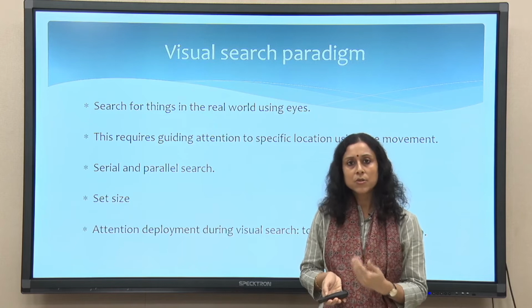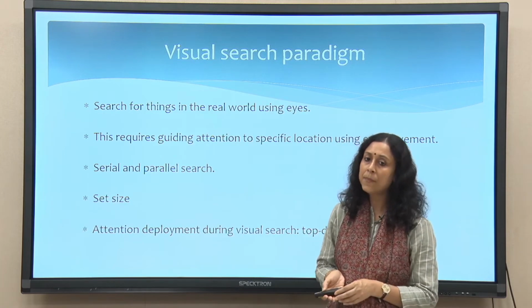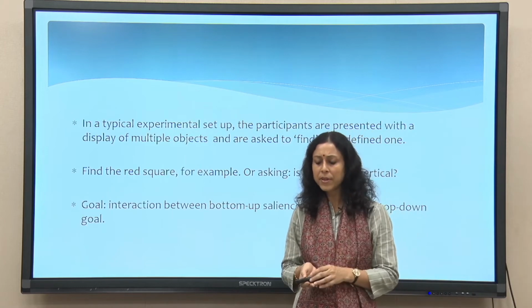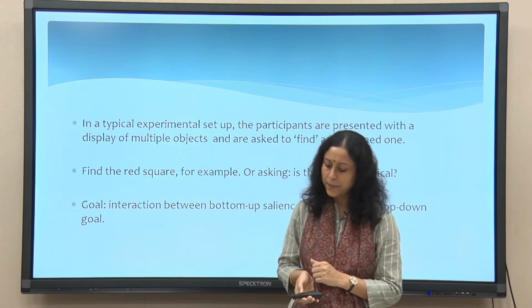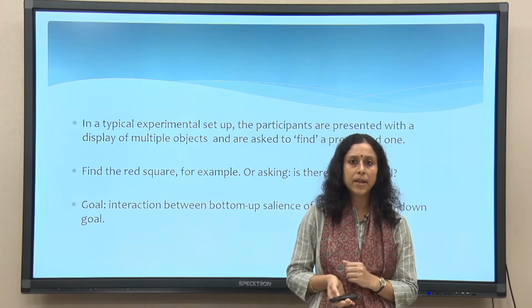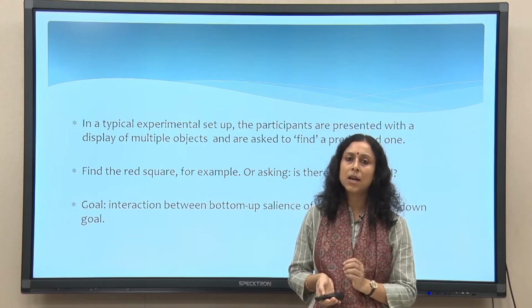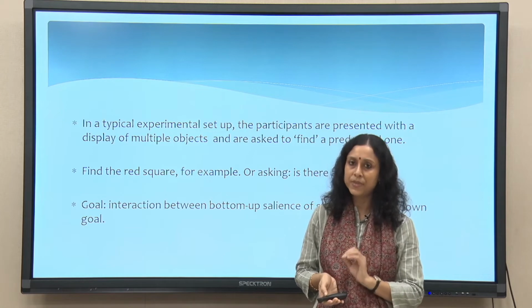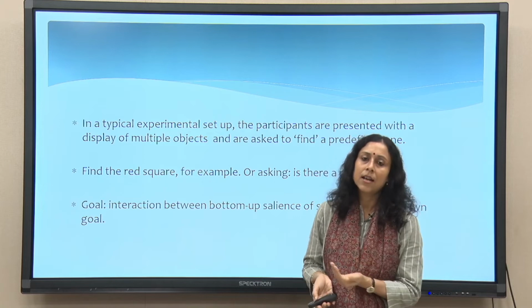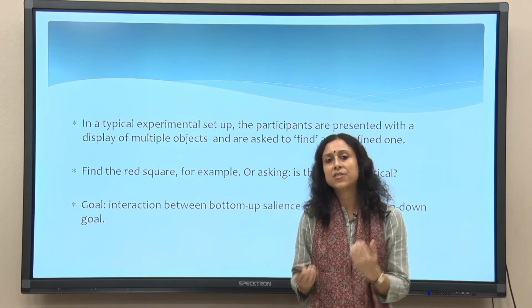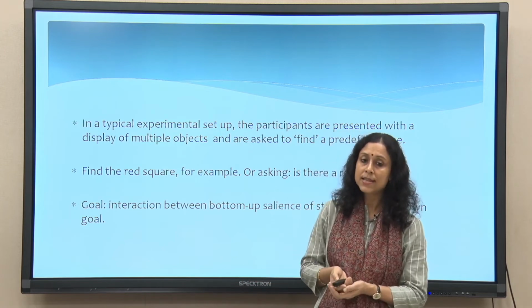There are, of course, two kinds of attentional deployment, one is top down and one is bottom up, and that is something we have already looked at. In a typical experimental setup, the participants are presented with a display of multiple objects, as we have just seen, and are asked to find a predefined object, whether it is a red cross or a red square or anything. So, there is a visual display and an instruction to the participant: find this thing in the scene.